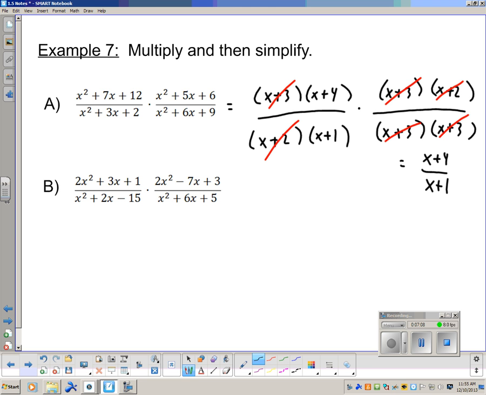And no, you cannot cross out the x's and say 4 divided by 1, there's 4. The x plus the 4 is connected, and the x plus the 1 is connected.